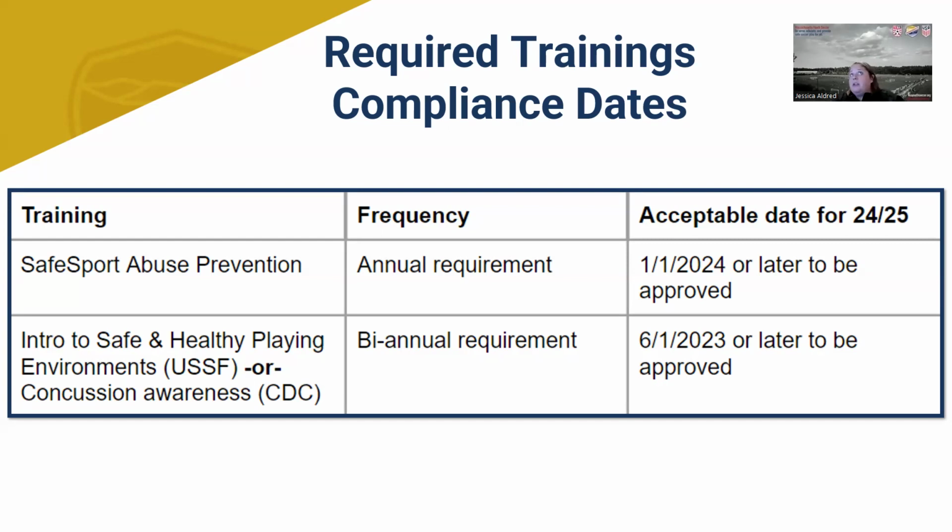I personally, for years, have had it on a sticky note, above my computer, just for quick reference. So Safe Sport's good for a year. So I know every time I look up at my sticky note, any Safe Sport certificate that has printed on it 1/1/2024 or later is approvable. Likewise, with the concussion one, 6/1/23 or later is valid for that.